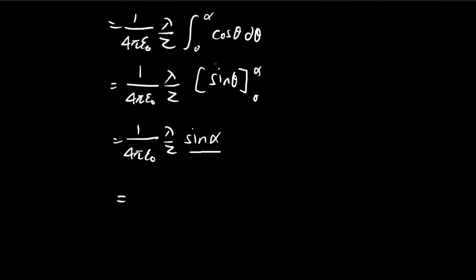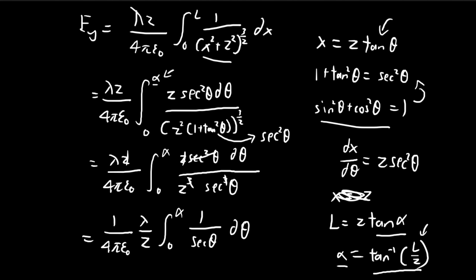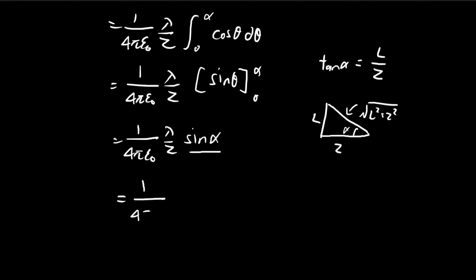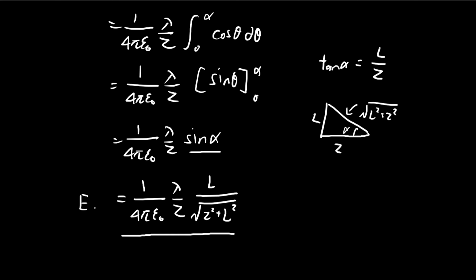In order to get rid of the alpha, we can look back at our expression. We know that tangent alpha is going to be equal to L over z. So we can actually see that this alpha corresponds to this triangle over here, with sides L and z. In that case, sine alpha is going to be L divided by this length, which is the square root of L squared plus z squared. So in that case, we're going to get this expression, L over the square root of z squared plus L squared. So this is going to be our electric field in the y direction.